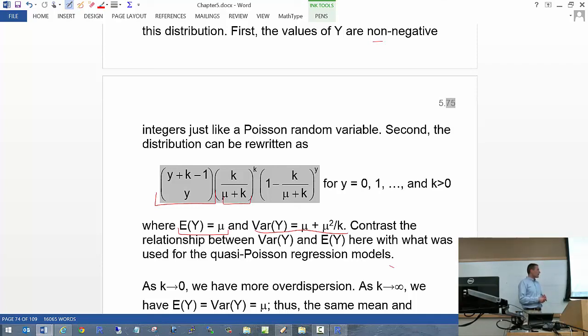Well, let's look more closely at that variance, in particular k. Notice that as k gets smaller, what happens? That variance gets larger because we're dividing by k there. So as k gets smaller, I have more overdispersion in comparison to the Poisson setting.